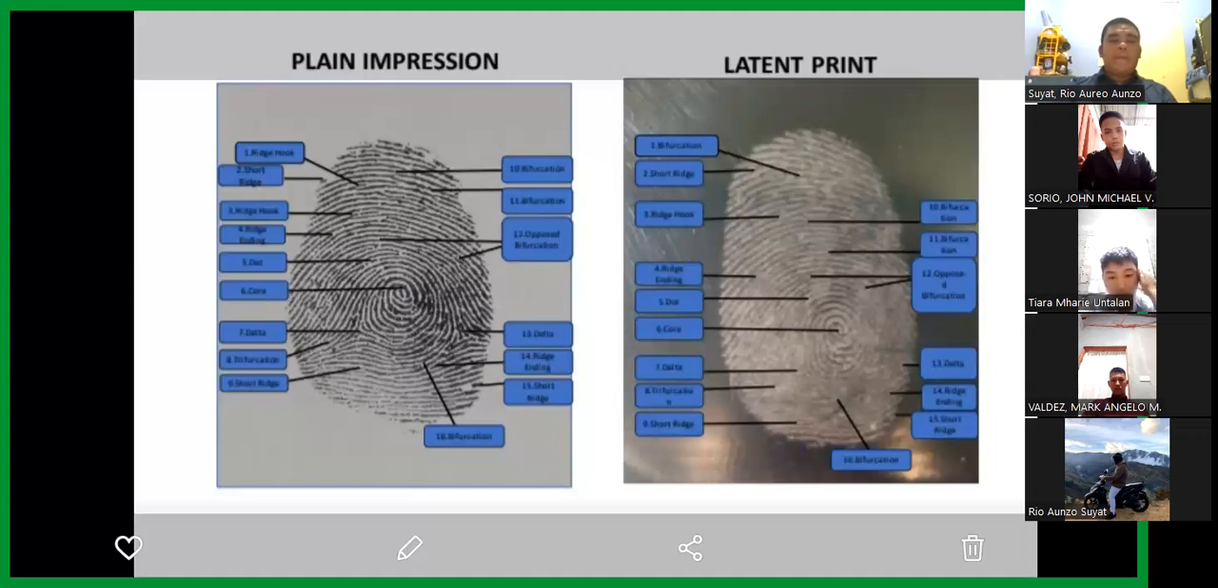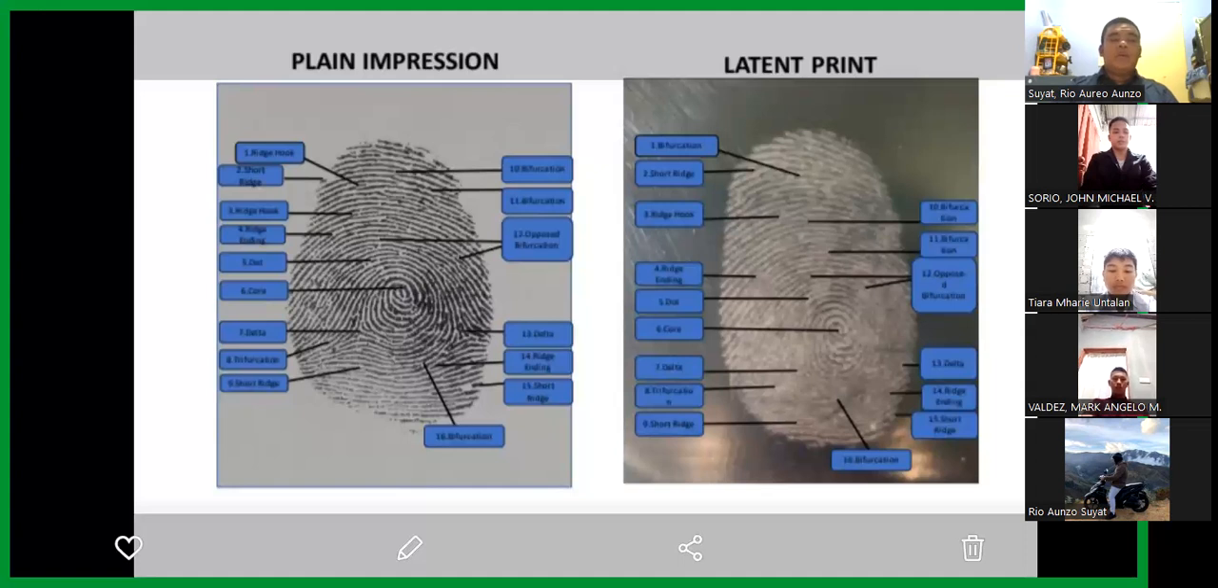Number 2, are fingerprints made up of ridges? My answer is yes. Fingerprints are made up of friction ridges and furrows, which appear on the pads of fingers and thumbs. And another question is, what are furrows? These are the depressions or canals between the ridges.